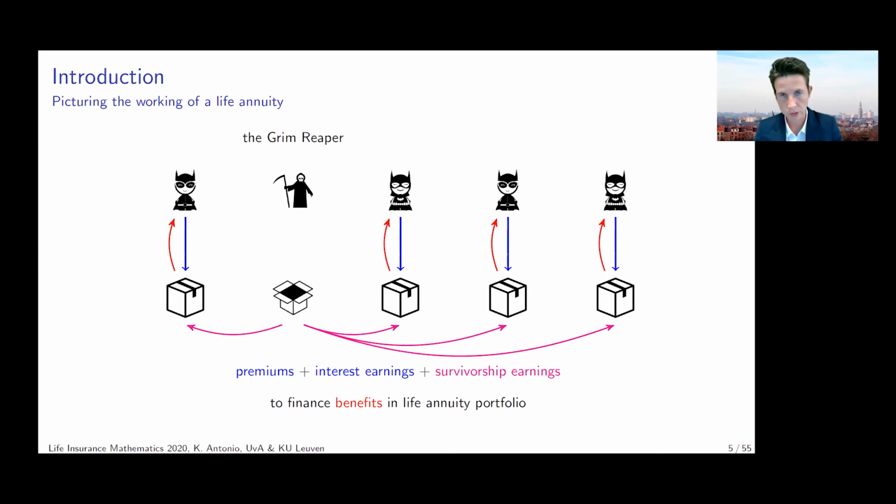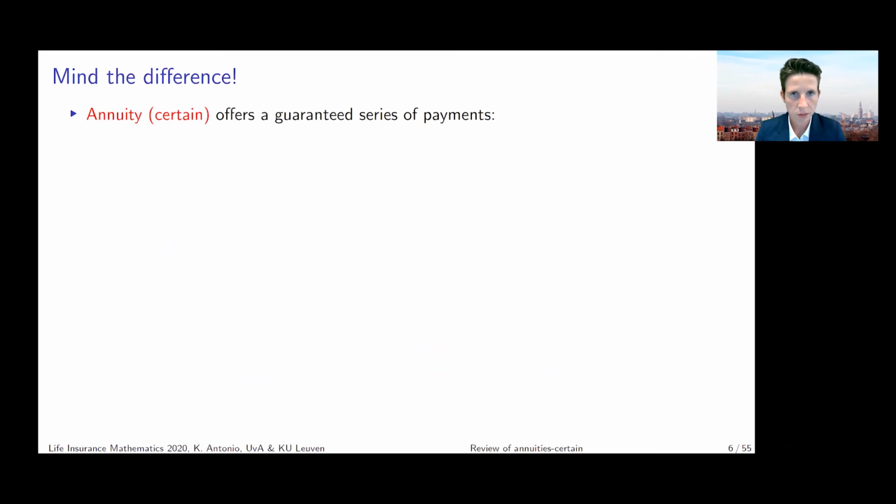Of course, there is a systemic risk in this whole setting here, and that's driven by the longevity phenomenon, the fact that on average, people tend to live longer. So that creates a pressure on the financing mechanisms of this kind of products. Okay. So mind the difference.